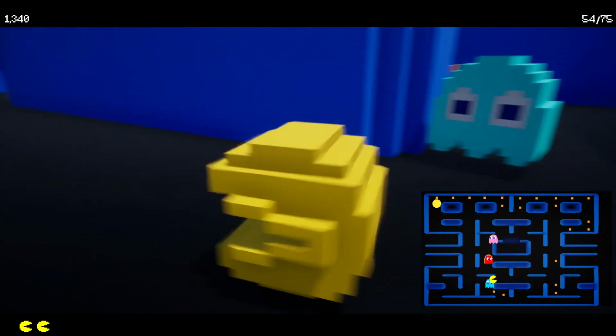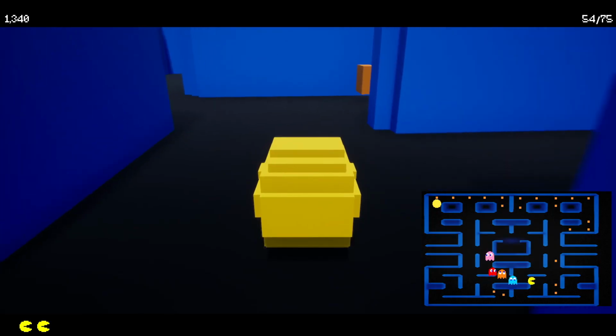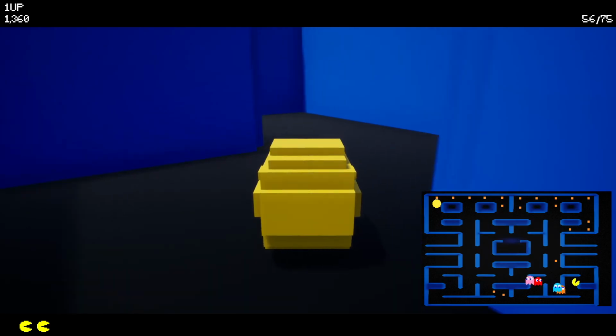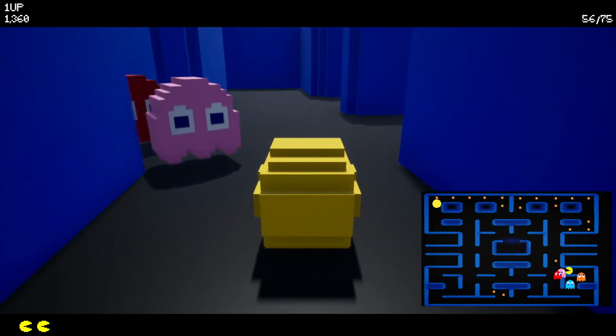And, that was close. Will I make it? All the dots are in horrible locations now. Damn it.